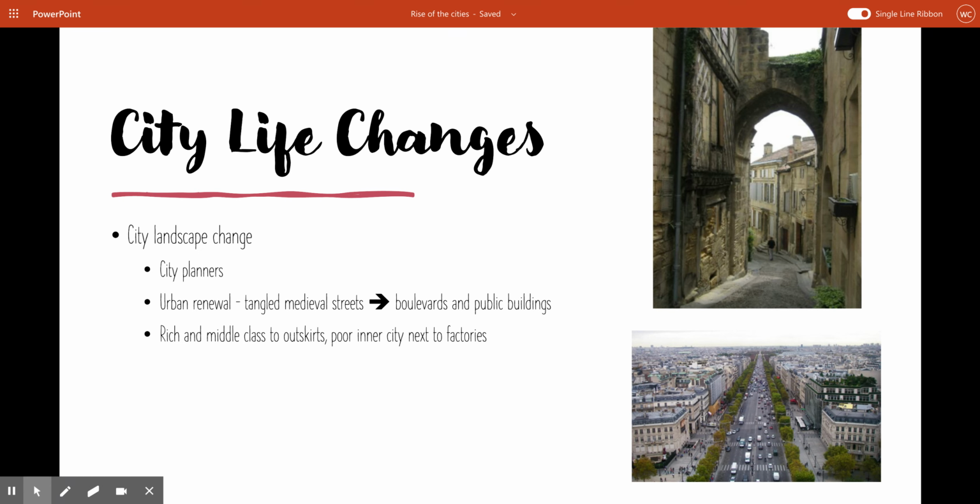So, especially in some of these older cities, you start to see them tear down the old buildings, tear up the old streets, and replace them with these wide boulevards and public buildings, tearing down the tenements and trying to get a little bit better. And we call that urban renewal. And one of the other things you see is that the rich and the middle class, especially the upper middle class, begin to move to the outskirts of the cities into the suburbs. And then the poor live in the inner city right next to the factories. So you're going to start to see this differentiation of classes based on where they live.